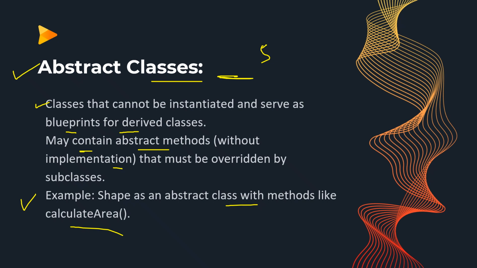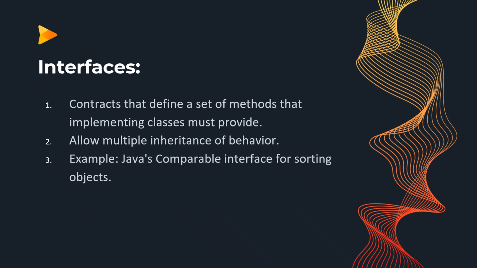So this is the example of an abstract class. We have an abstract class named Shape and a method calculate area. This will be the blueprint in our abstract class and it will be implemented in the child class. So this is abstraction by abstract classes. Now the second method is interfaces. We can achieve abstraction by using interfaces.